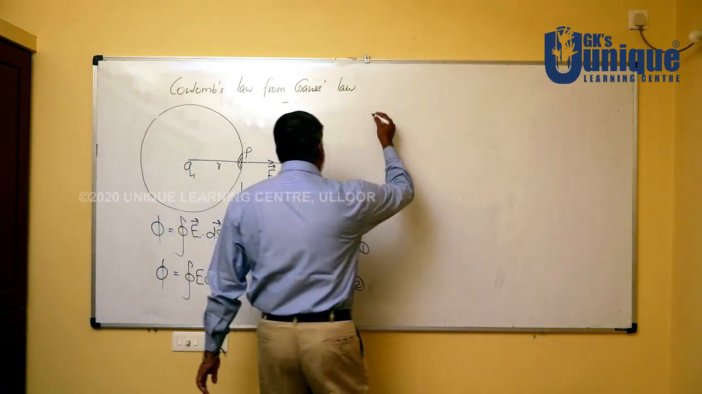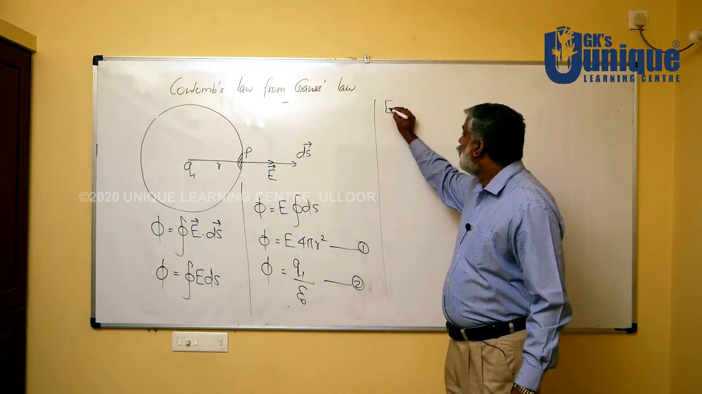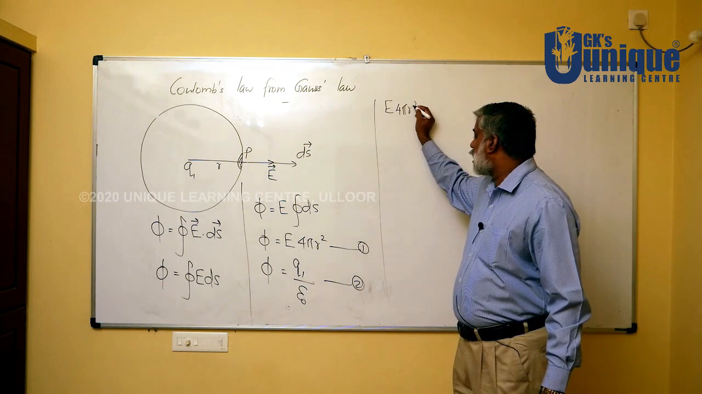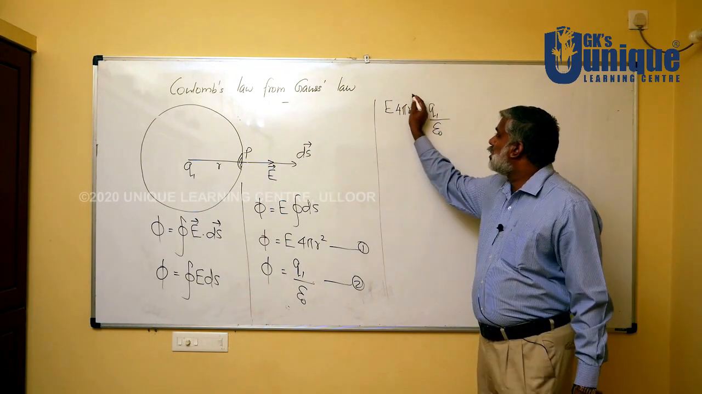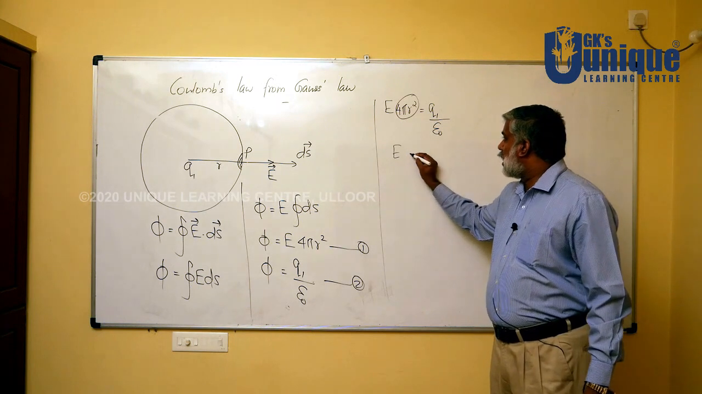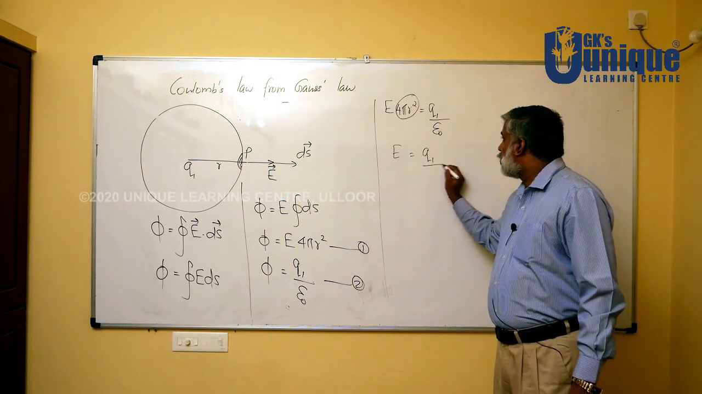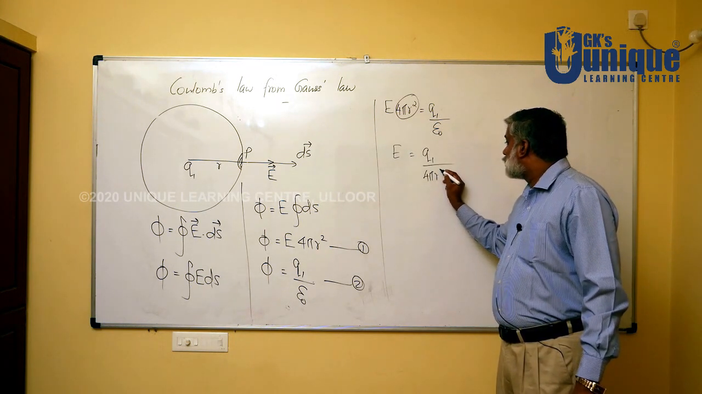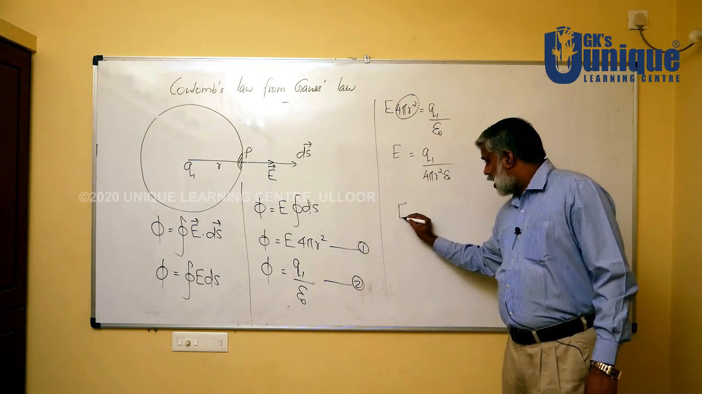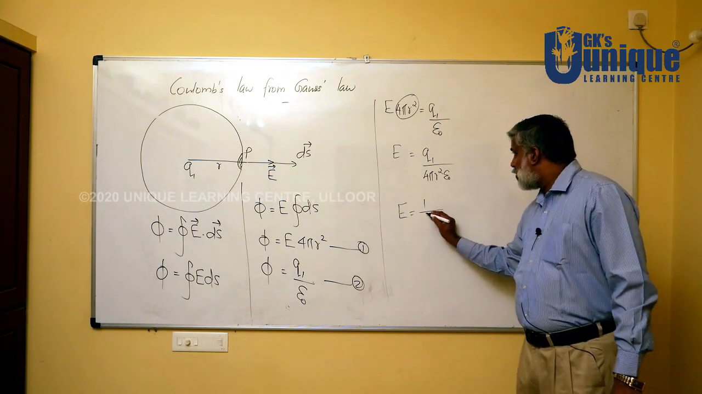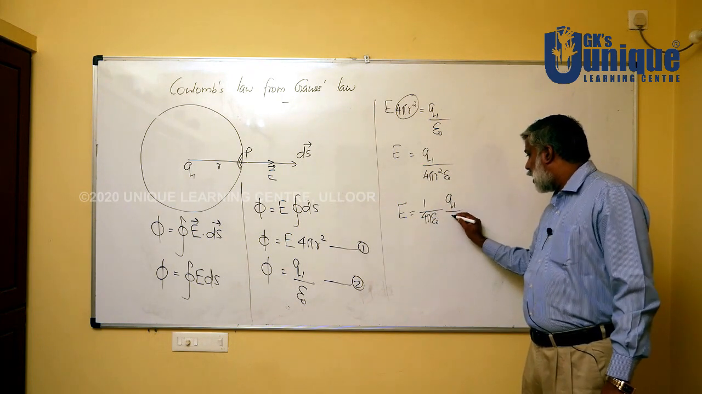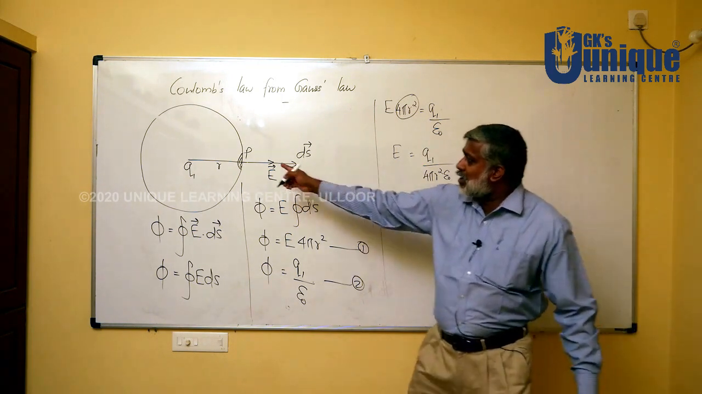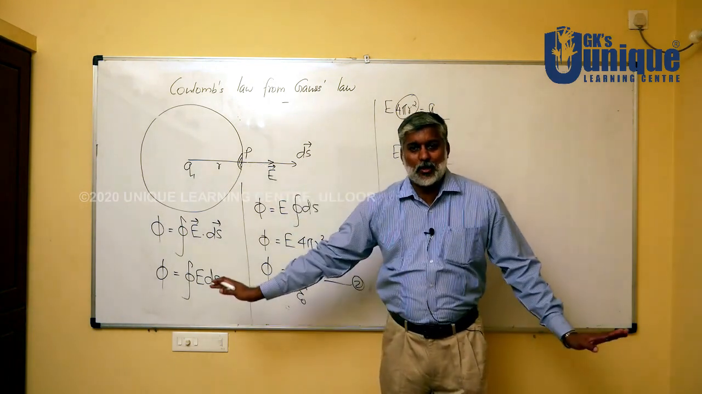So I am going to equate E into 4 pi R square is equal to Q1 by epsilon 0. Then this is put down. So E is equal to Q1 divided by 4 pi R square epsilon 0. So E is equal to 1 by 4 pi epsilon 0 Q1 divided by R square. So this is the electric field at P. So I got the value of electric field.